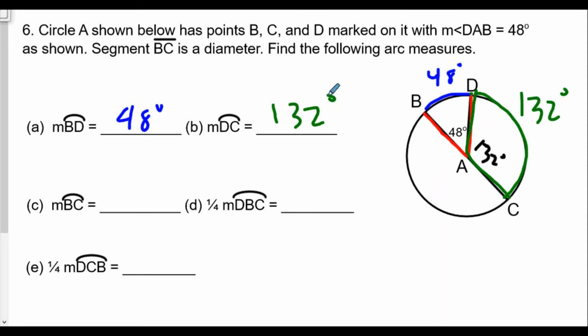Arc BC is the semicircle. Since this is 180 degrees for angle BAC, arc BC will also be 180 degrees. And it makes sense because a semicircle is half the measure of a circle. And now for 1/4 of arc DBC. Okay, 1/4 of arc DBC.